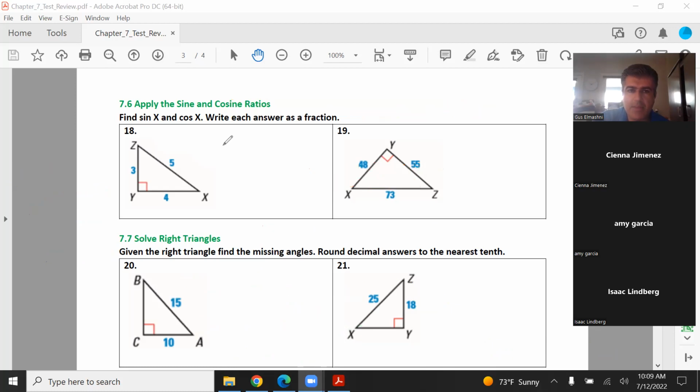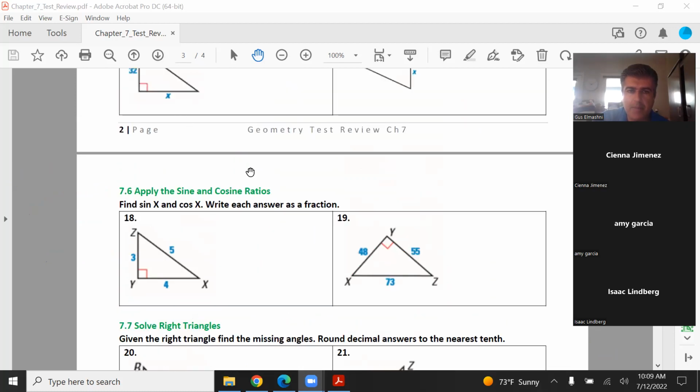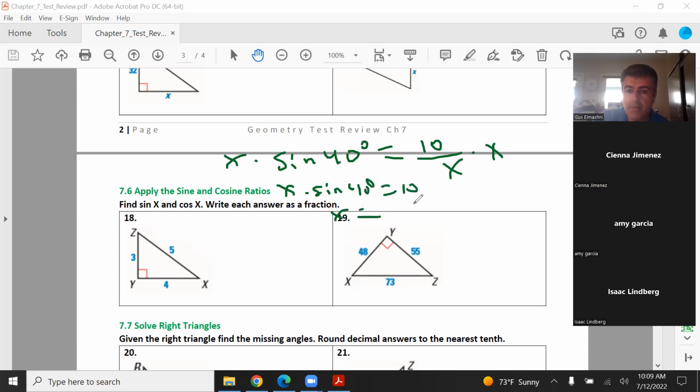And again, what if you had something like this, just being hypothetical? What if you have sine 40 degrees equals 10 over X? Remember, we multiply both sides by X first, and divide by sine 40. And you got your answer.